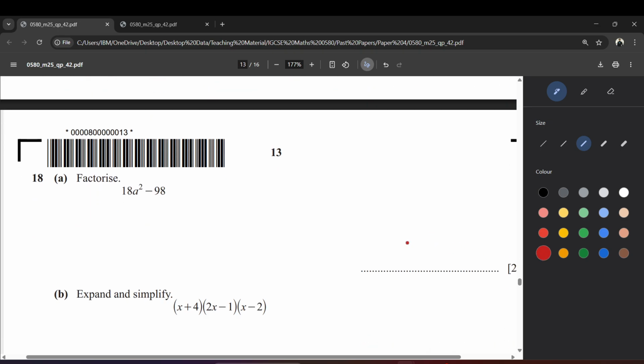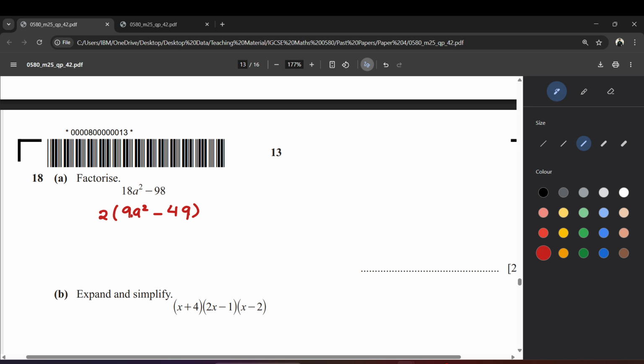Question number 18. Factorize 18a square minus 98. So here the only thing that is common is 2, so I can factorize 2 outside. That will be 9a square minus 98 divided by 2, that will be 49.